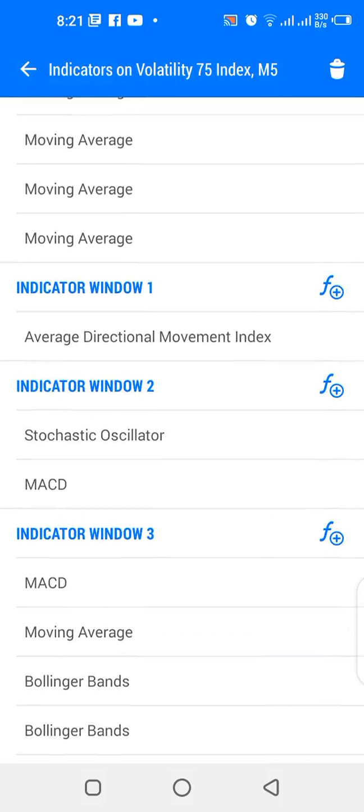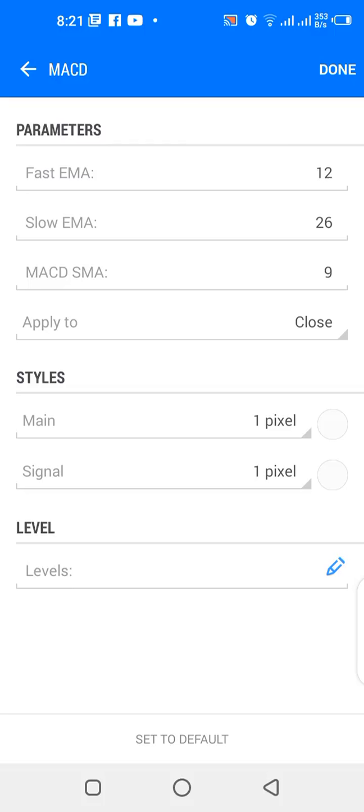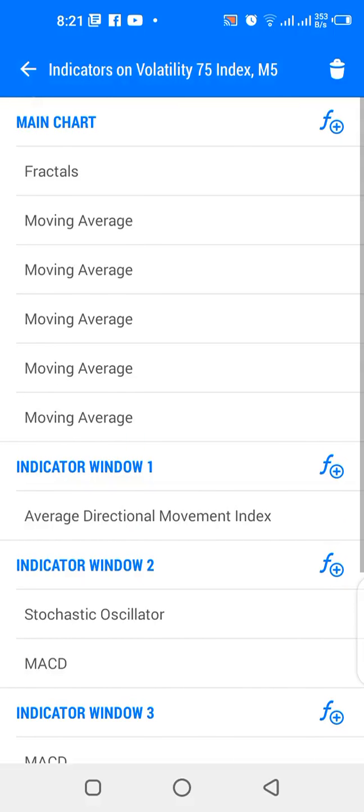Then, okay, for the MACD, we have fast EMA is 20, slow EMA is 26, MACD SMA is 9, apply to close. Color for the signal style is blue. The color of the main style will match the background color of the chart. Then for indicator window 3, we have MACD. Fast EMA is 12, slow EMA is 26, MACD SMA is 9, apply to close. The color of both the main style and the signal style match the background color of the chart.